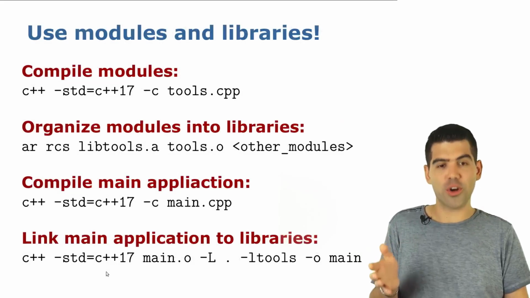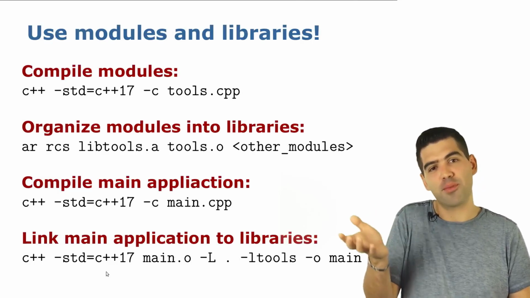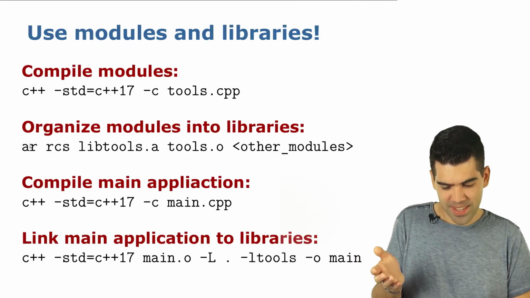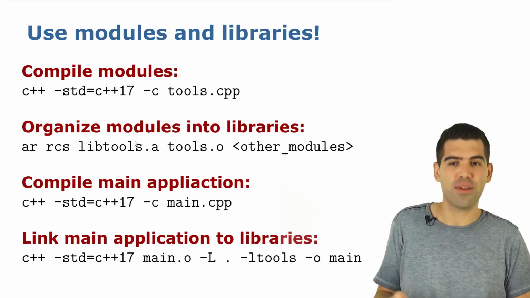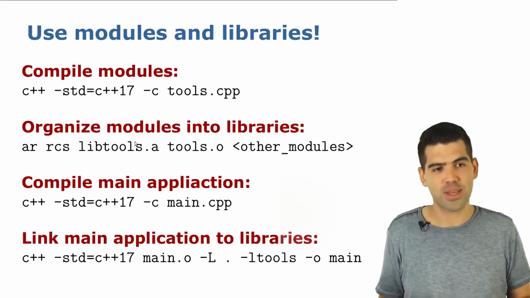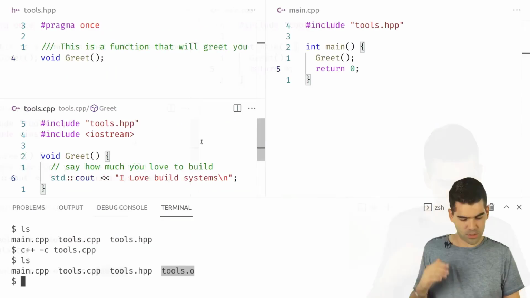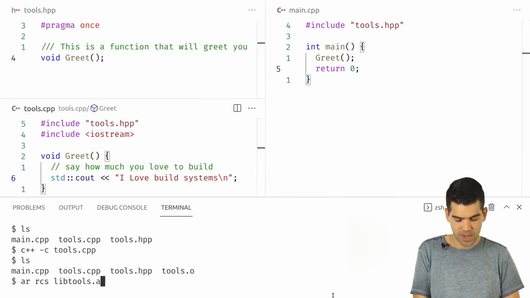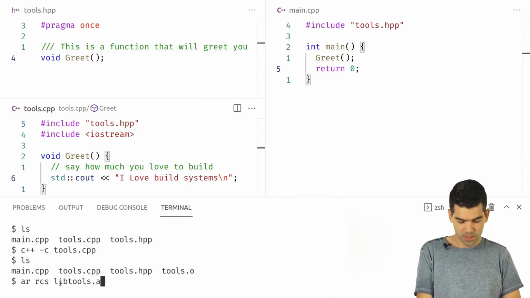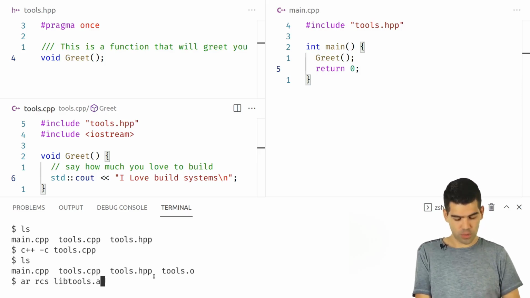Now we want to organize these modules into a library, and for that we're going to use the archive program, which is ar. This is going to give you this libtools library, and for this example we're going to make it a static library. So let's do it. If we do r and then pass these arguments, this is going to be the name of the library, and it's really important you always start with the prefix lib, otherwise this is not going to work, and I'm going to show you why later.